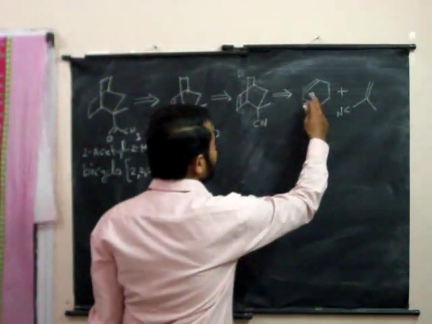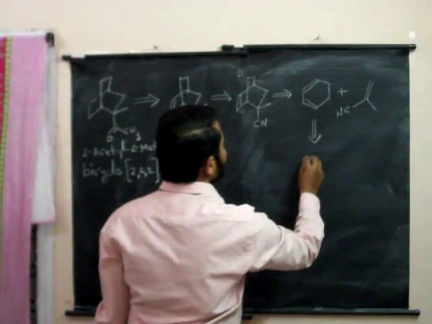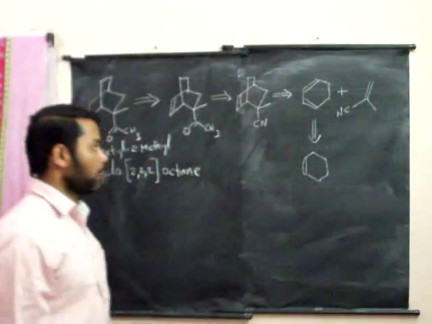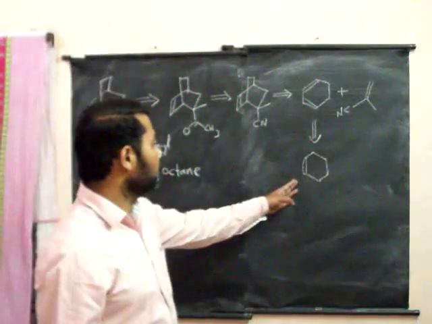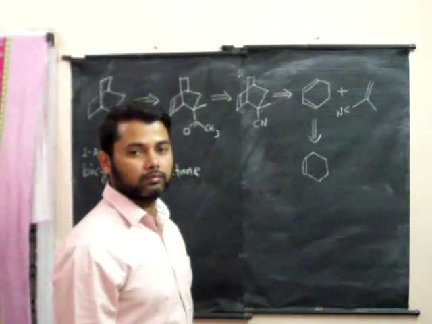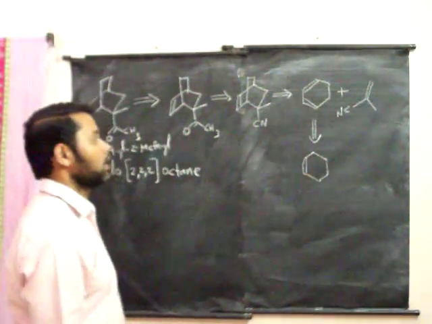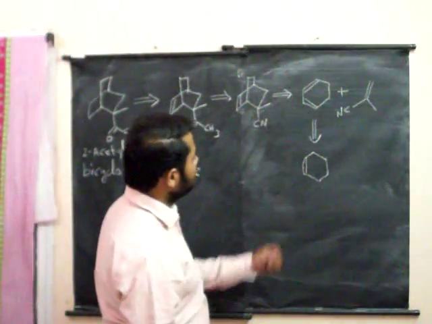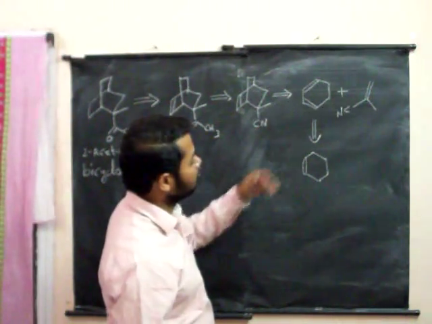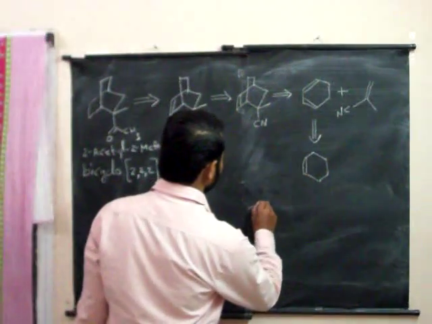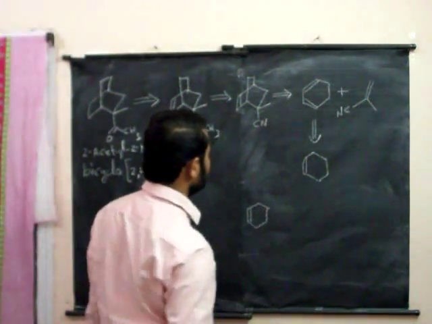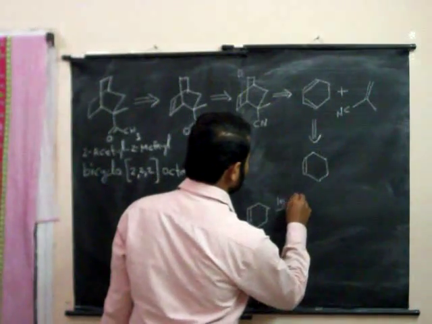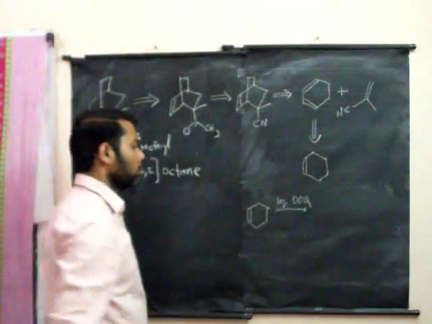So here this diene we can get if we have this cyclohexane. If we have this cyclohexane, we can easily prepare this diene, cyclohexadiene. How? In two ways we can think of preparing this compound from this cyclohexane. What are the two ways? This is what I have. If I just treat it with one equivalent of DDQ, I will get this compound.